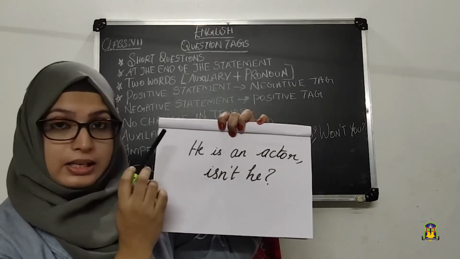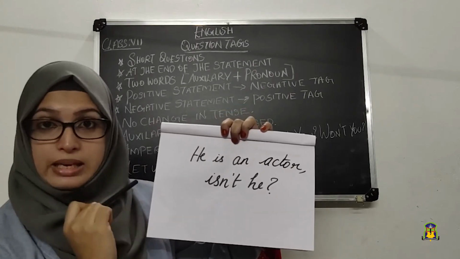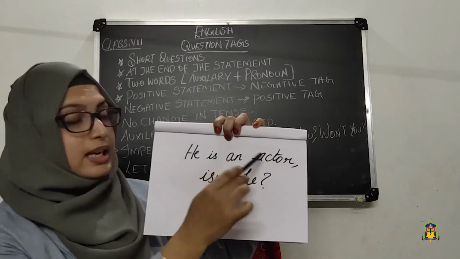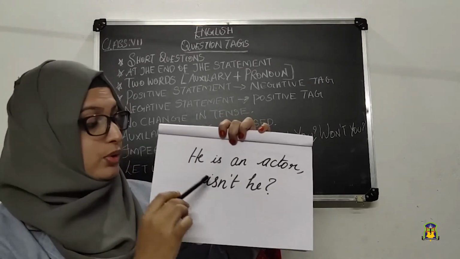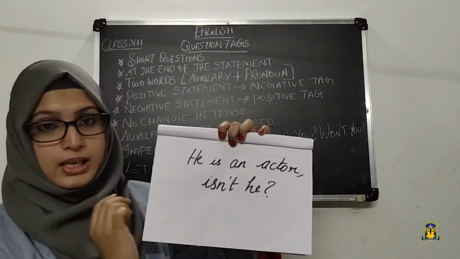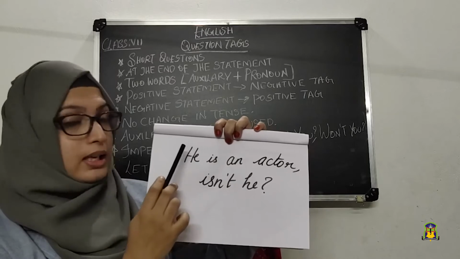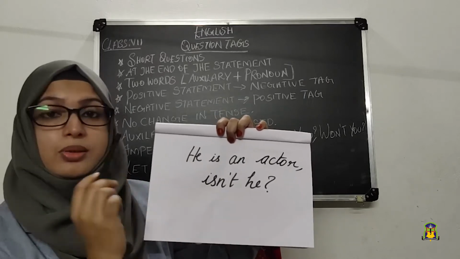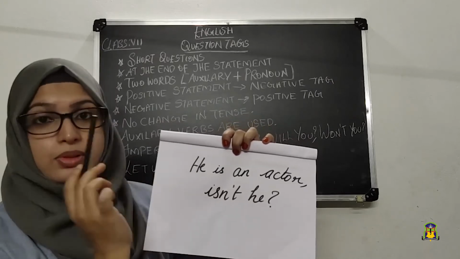Suppose instead of he we have given Ramu or Raju or any name. Raju is an actor or Ramu is an actor. Even then, he will come here. According to the gender, the pronoun will come. So if there is a name also, we have to use a pronoun here. So he is an actor. This is a positive statement.